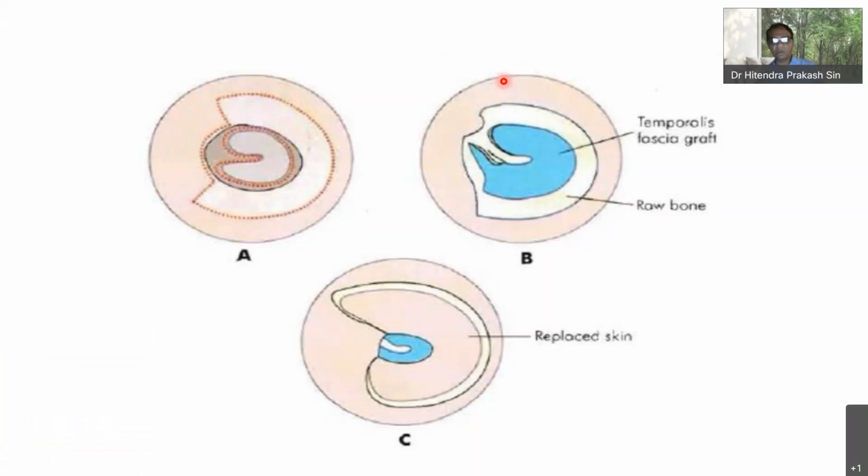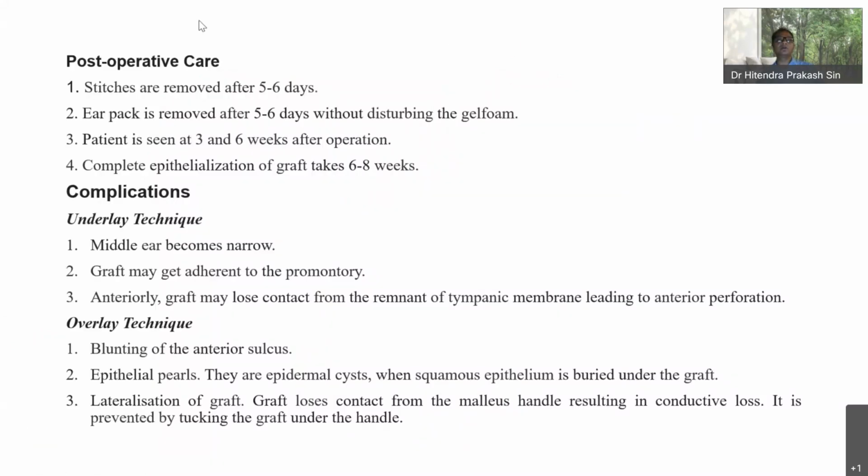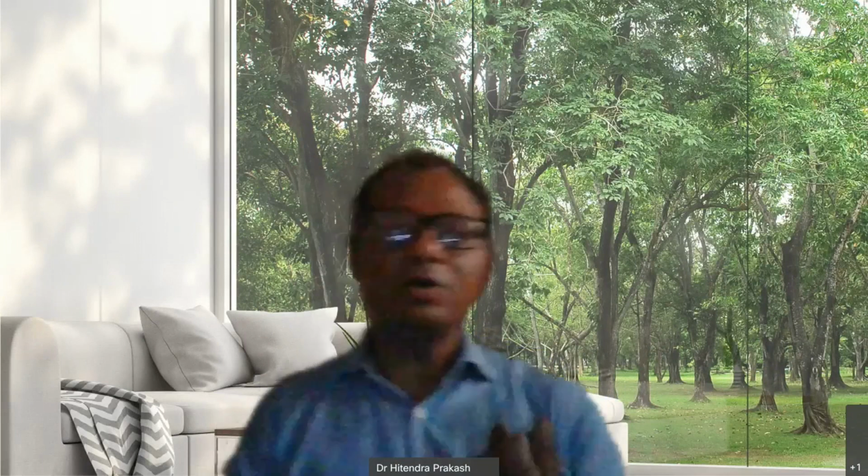Otherwise, nowadays, we are not concerned with the vascular strip because we usually do the underlay tympanoplasty.